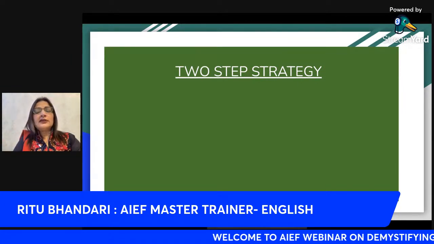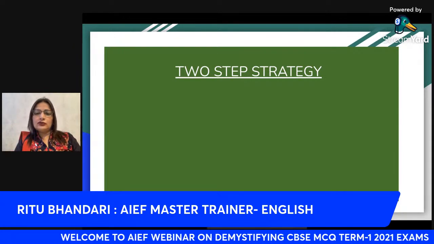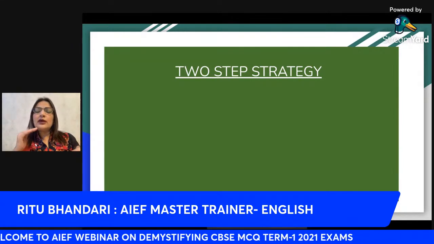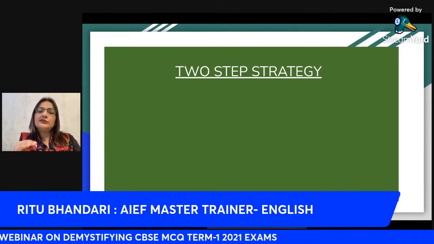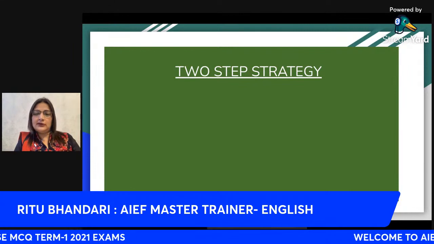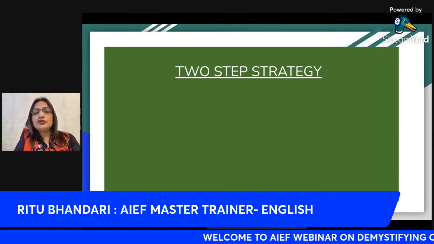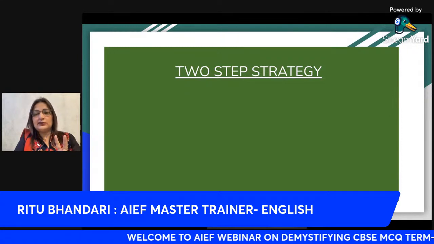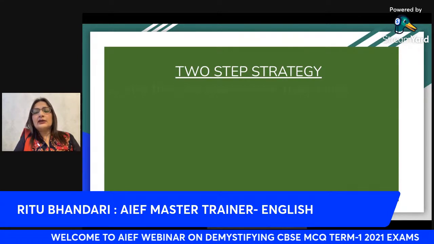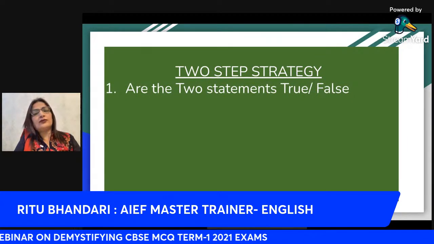The 2-step strategy is usually what happens, because the 2 terms kind of boggle up the students. Assertion and reasoning. At the very first instance, they start reasoning out the relation between the 2 statements. I would say forget about that. Think that assertion and reasoning are just 2 statements. And the first step for that is to decide whether these 2 statements are either true or false.